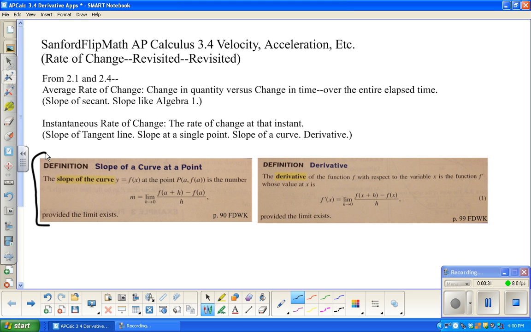These definitions come from Chapter 3, from the pages that you see here in the Finney, Demana, Kennedy calculus book. So thank you to them. And basically, these are just photos from the book. We're going to talk about some applications of derivative, specifically velocity, acceleration, and a couple others that are related.